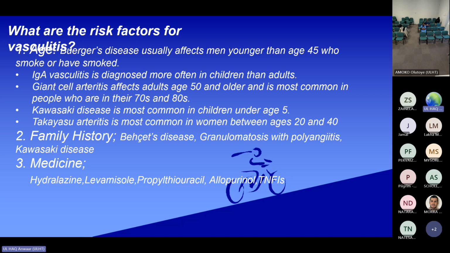Medications can also induce a vasculitic type reaction. The more common medications that we have encountered are hydralazine, levamisole, propylthiouracil, allopurinol, and TNF inhibitors. If the patient is on these medications and develops a rash, joint pains, or other things, and there is suspicion of vasculitis, then these medications should be considered a possible cause of the vasculitis.